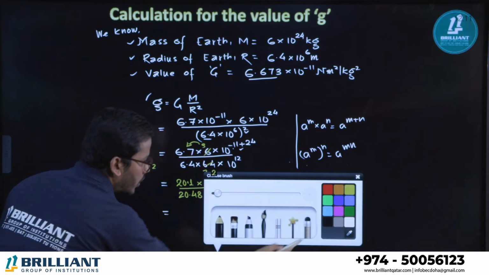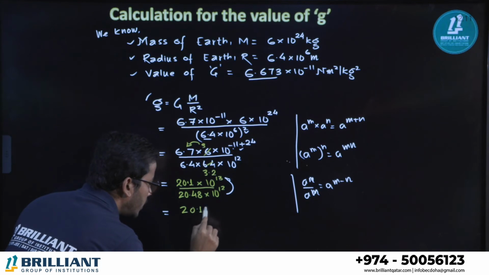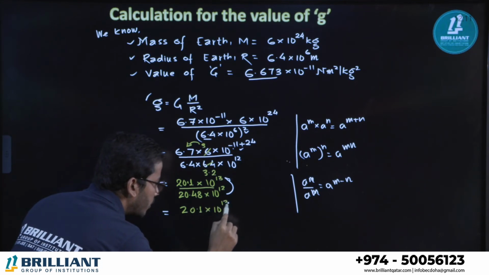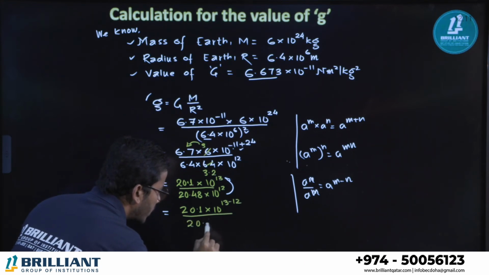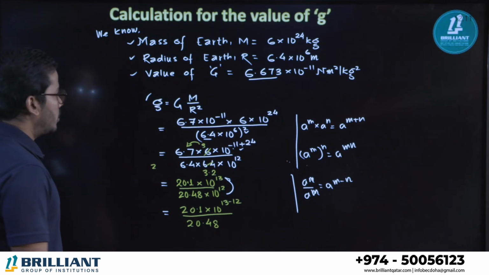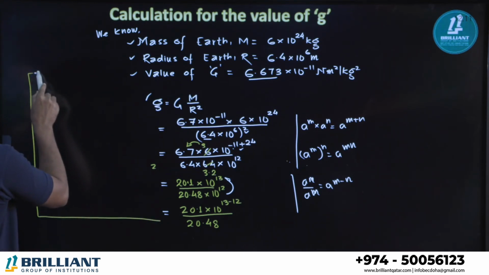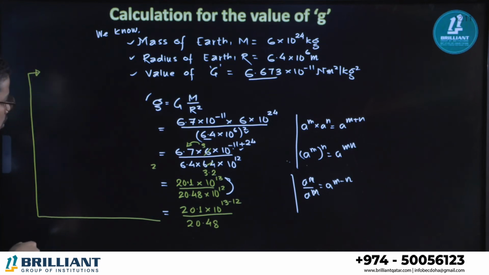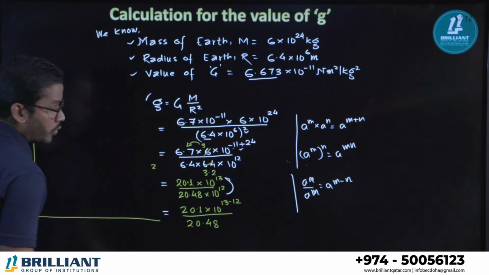That equals, okay, have a look, I'm going a little bit slow. So 20.1 into 10 raised to power 13 minus 12, divided by 20.48. All right, so how will the number be now? I'm going to take the calculation here a little bit. We were calculating the value for G. Perfect. So what is that? This is the value we have.